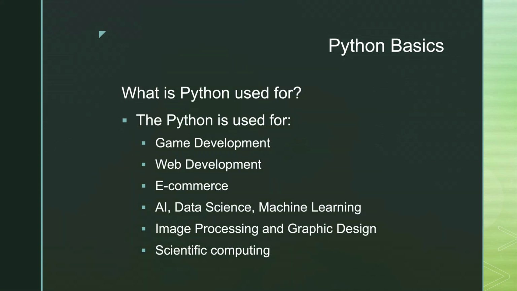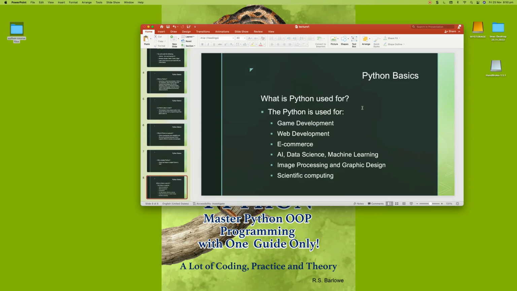And what is Python used for? Well, it's used for game development, web development, e-commerce, artificial intelligence, AI, data science, data analysis, machine learning, image processing, and graphic design. Python is very good in this, and scientific computing. We will learn in the advanced course that I'm going to create how to scrape web pages and how to use that data for data science and data analysis, and also machine learning.